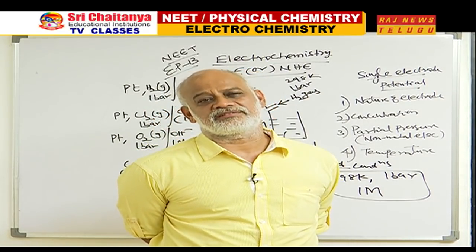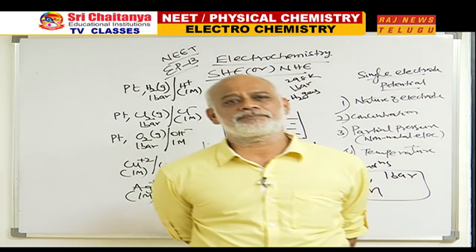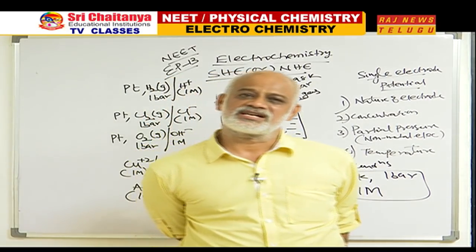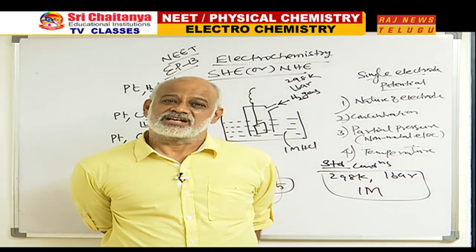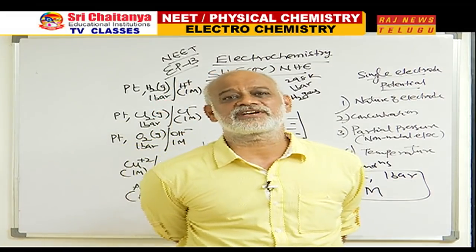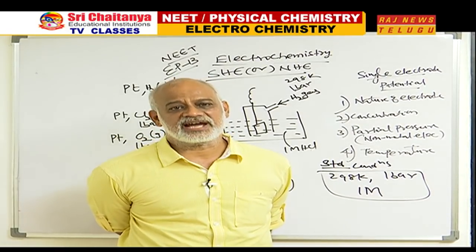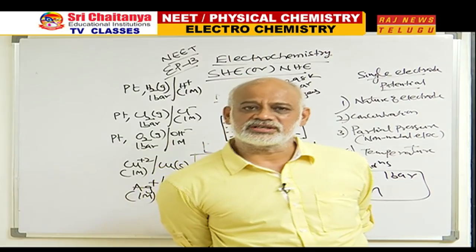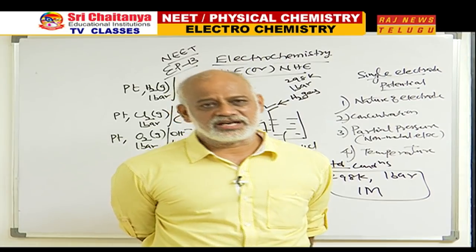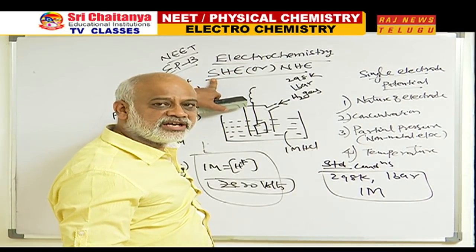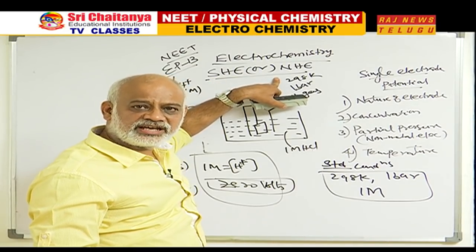Therefore, what should be done? Like in atomic weights, we have taken 1/12 of a carbon-12 atom as the standard, and we found the atomic weights of others with reference to carbon-12. Here also we have to take a reference electrode. That reference electrode is the standard hydrogen electrode, SHE, also called the normal hydrogen electrode, NHE.